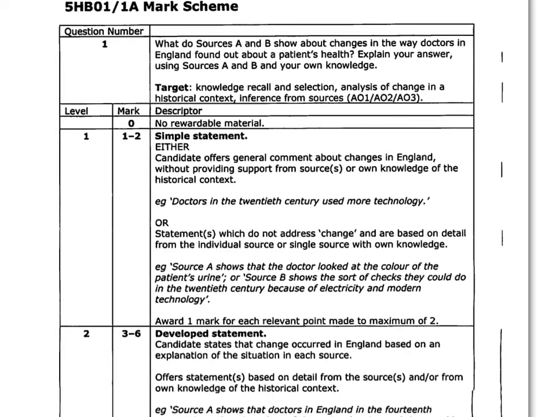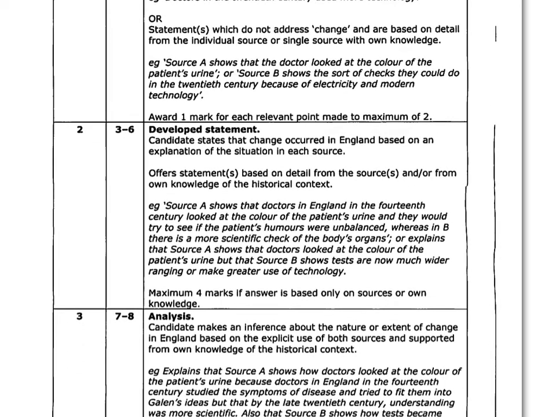Now, to move on, level 2, marks 3 to 6. The candidate states that the change occurred in England based on an explanation of the situation in each source. So, offers statements based on detail from the source or sources and from their own knowledge. E.g., source A shows that doctors in England in the 14th century looked at the colour of a patient's urine, and they would try to see if the patient's humours were unbalanced. Whereas in B, there is a more scientific check of the body's organs, or explains that source A shows that doctors looked at the colour of the patient's urine, but source B shows that tests are now much more widely used.